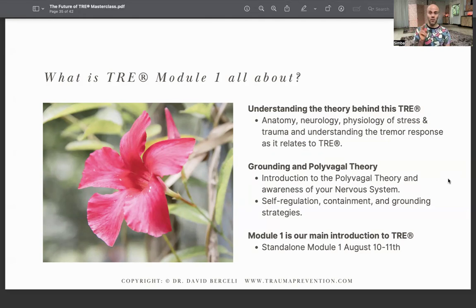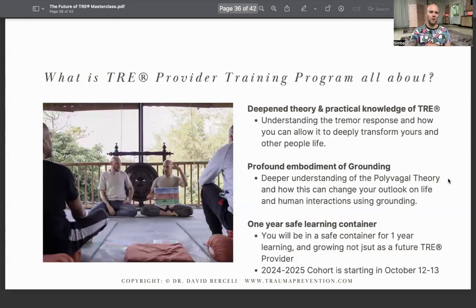So the Module 1 is a 2-day training. You can do it standalone without doing the full year program. We're going to have one August 10 to 11. And it's really the main introduction into TRE, besides from taking one-on-one classes and group classes.